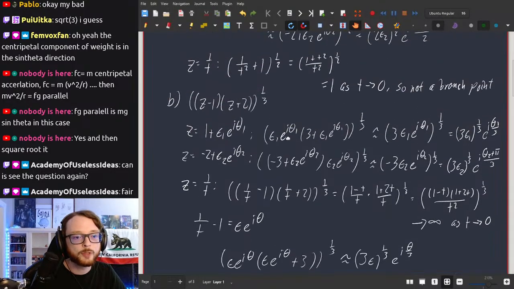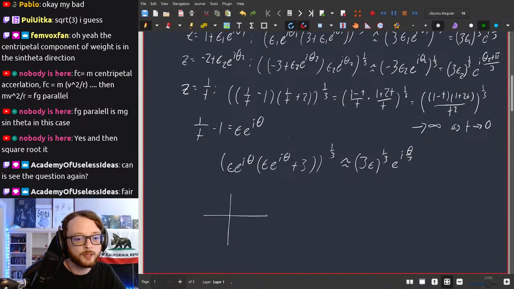We have a branch point at +1 and -2. And infinity. So I assume we're gonna choose just one point to be an isolated point and the other one goes off to infinity.